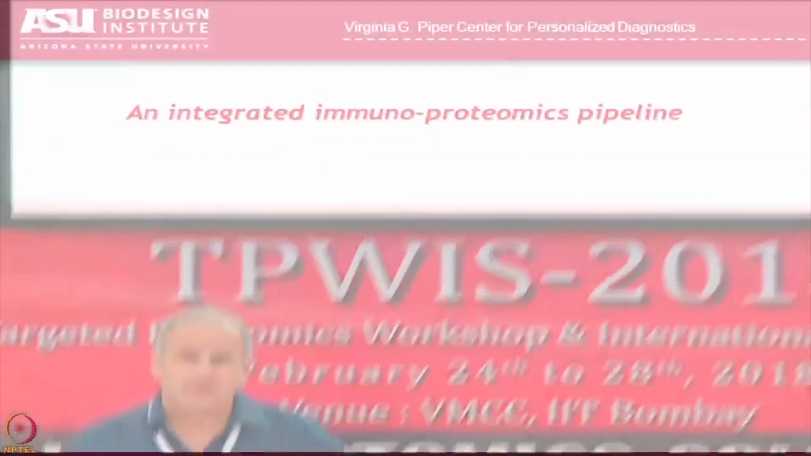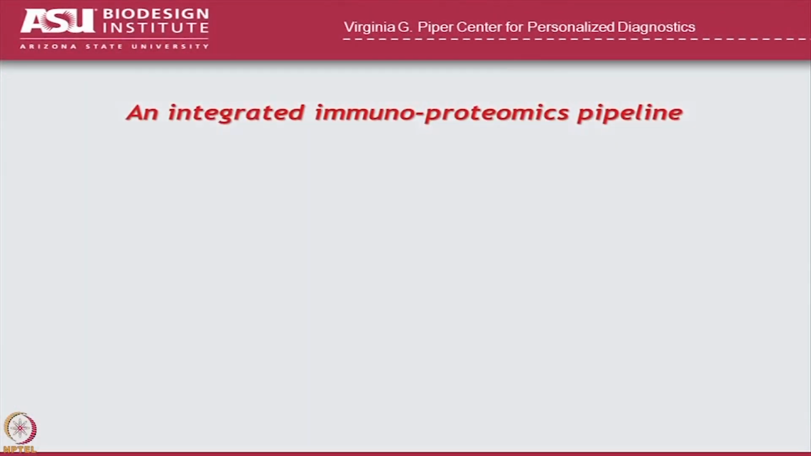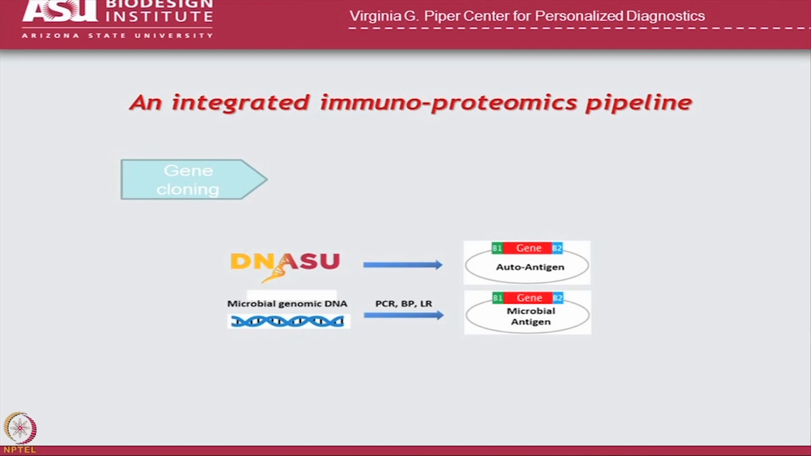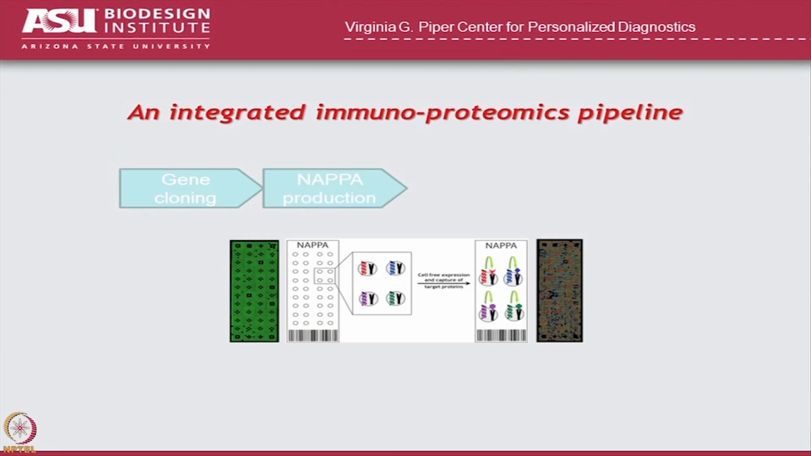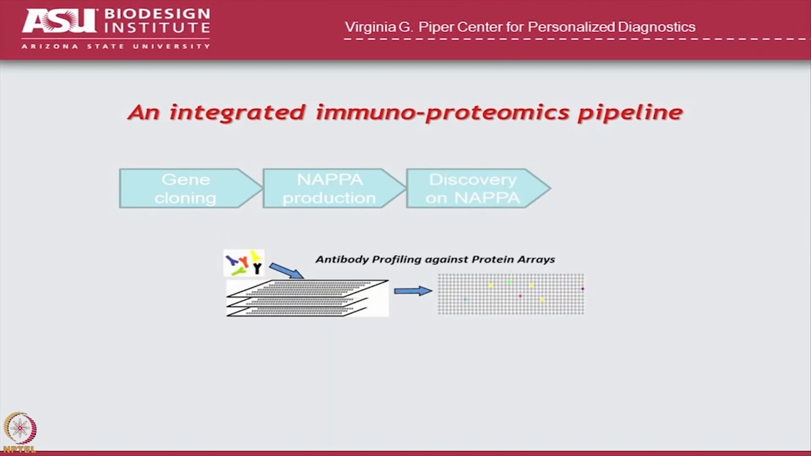All right, so we're going to start now by talking a little bit about the NAPPA method, right? And I already spent some time talking to you about the gene cloning part, right? So that's how do you make the clones for the genes that you're going to put on your protein arrays. We'll talk a little bit today about NAPPA production, and I'm going to do it a little bit from a historical perspective. So how did we come about this method, and how does it generally work?